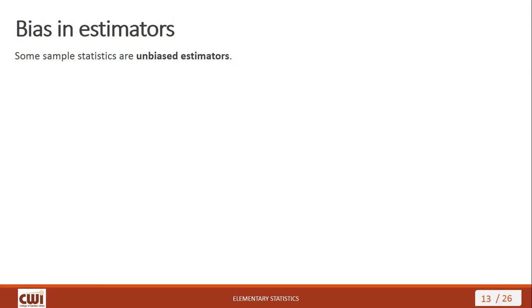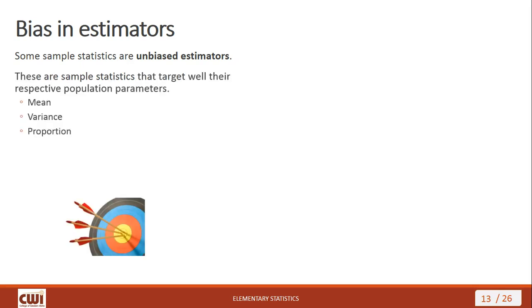This leads us to the concept of bias in estimators. Some sample statistics are what we call unbiased estimators because they target well their respective population parameter. So we have the mean, the variance, and proportion. These sample statistics target well their respective population parameters.